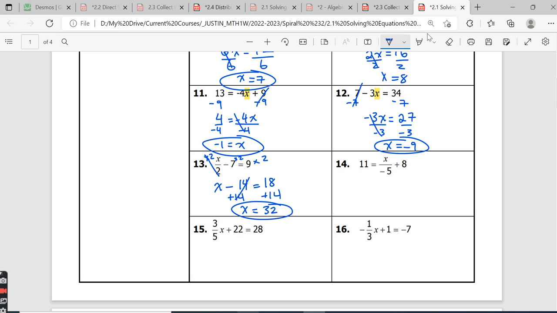And we're done. Okay, let's do another one with fractions. So I see a negative 5, so I'm going to multiply this by negative 5. I'm going to multiply this by negative 5. I'm going to multiply this by negative 5. So which means that the negative 5's disappear there, and I'm left with x. Negative 5 times 11 is negative 55. 8 times negative 5 is negative 40. Now I want x on its own, so I'm going to add 40, add 40. So x is equal to negative 15. And we're done.